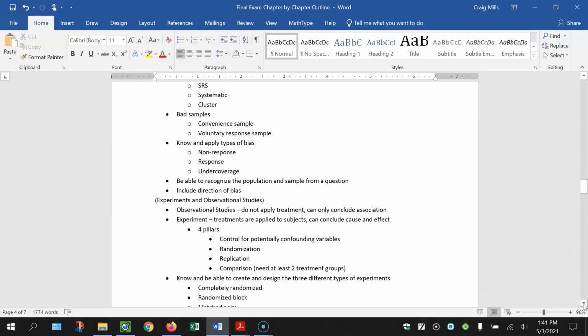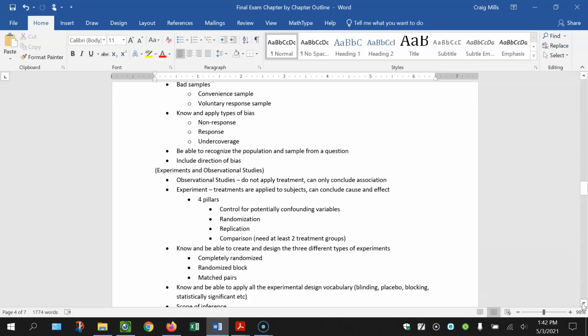The best thing you can conclude from an observational study is there's an association between playing an instrument and having a high GPA. Why can't you conclude causation? Because there are other potential confounding variables that could affect somebody's GPA besides whether they play an instrument or not. For an experiment, treatments are being imposed onto subjects or experimental units. You can conclude cause and effect as long as you have a well-designed experiment with control, randomization, replication, comparison. If you have those, then you can conclude cause and effect. But remember, for an observational study, association does not prove causation.